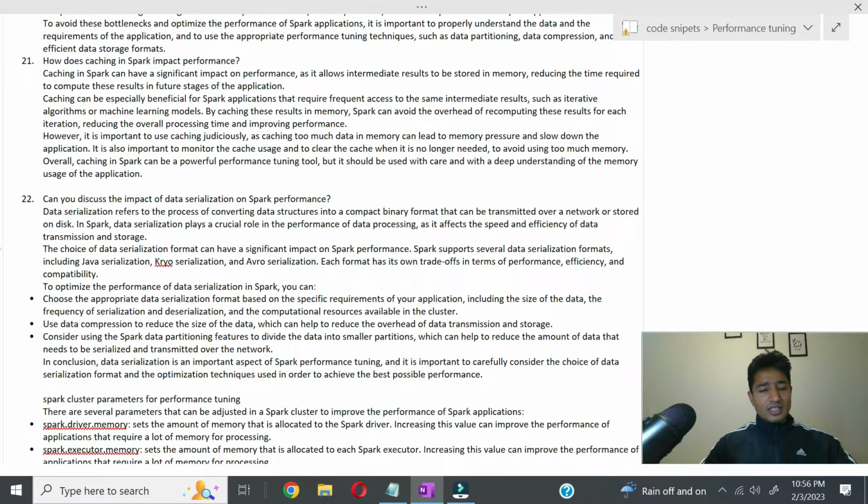So caching is especially beneficial for Spark applications that require frequent access to the same intermediate results, such as iterative algorithms. However, it is important to use caching judiciously, as caching too much data in memory can lead to memory pressure and slow down the application. It is also important to monitor the cache usage and clear the cache when it's no longer needed, to avoid out of memory errors, right?